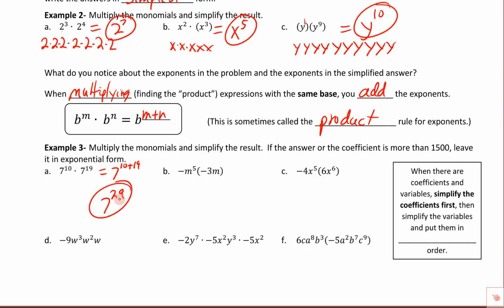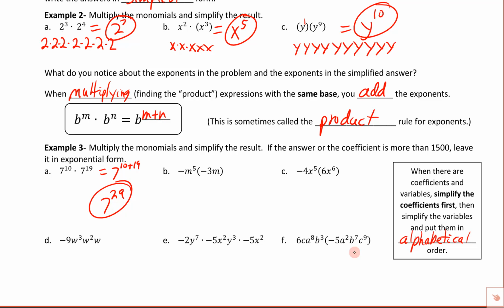Okay? Now on this next one, I'm going to come over here and we're going to look at this box right here. It says when there are coefficients and variables, we want to simplify the coefficients first, then simplify the variables and put them in alphabetical order. Now, we don't have any more than one variable on these guys right here. In fact, even D has only one variable.